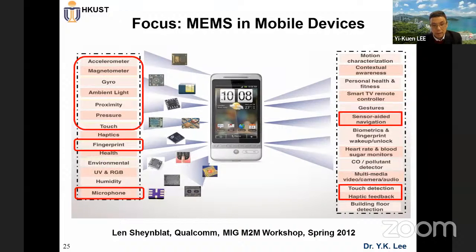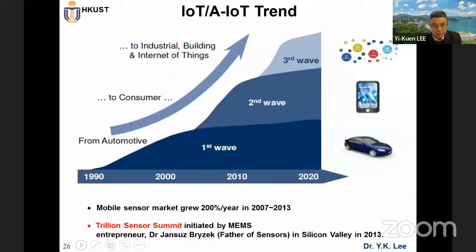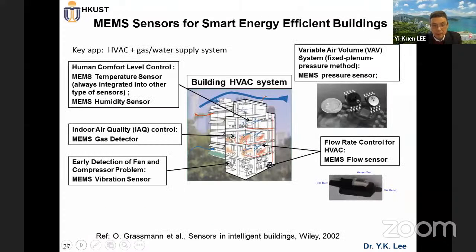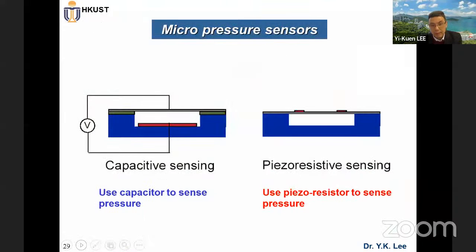Of course, one student mentioned the touch sensor. There are several ways to make a touch sensor for a smartphone. One is a capacitive touch sensor, another is a pressure sensor array. So there are several ways to make touch sensing for smartphones. Okay, here I just mentioned this. Now let me go back to the lecture.